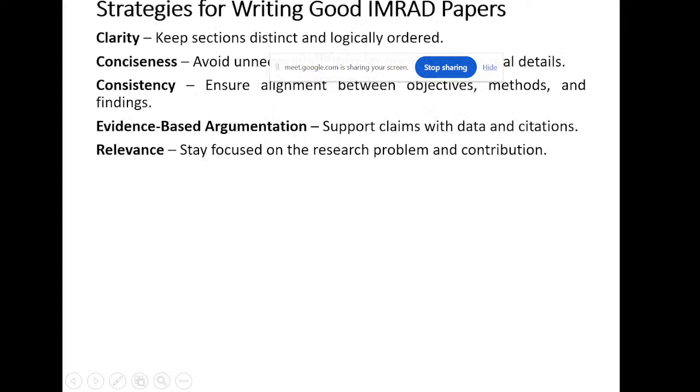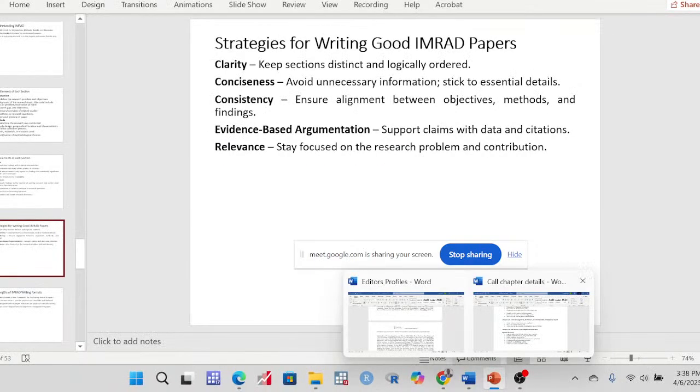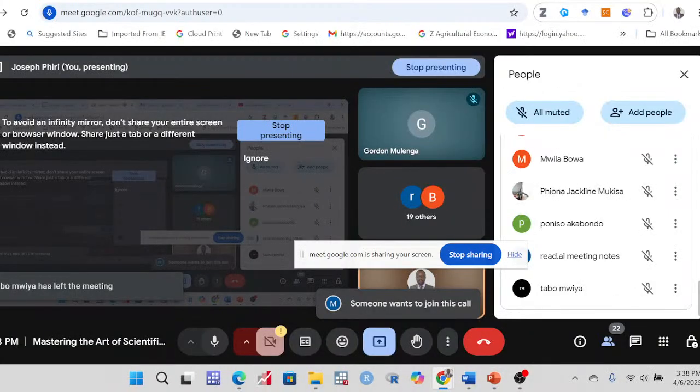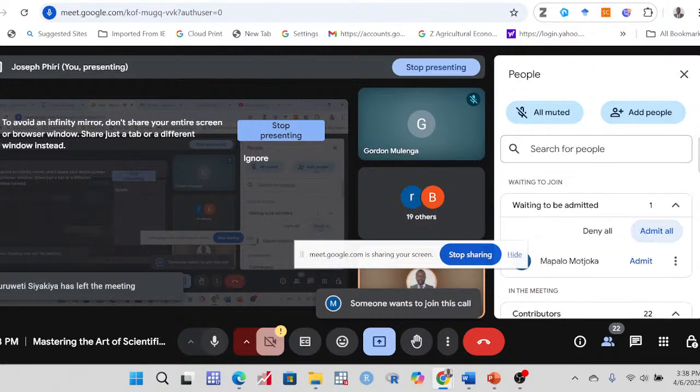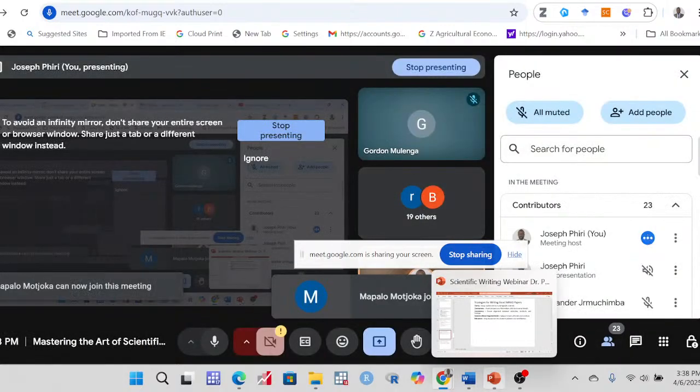Okay, so, and then of course, what are some of the strategies you can apply for a good paper using the IMRAD papers? Just a moment, let me let your colleagues in. Okay, so let me go back to the slides now.